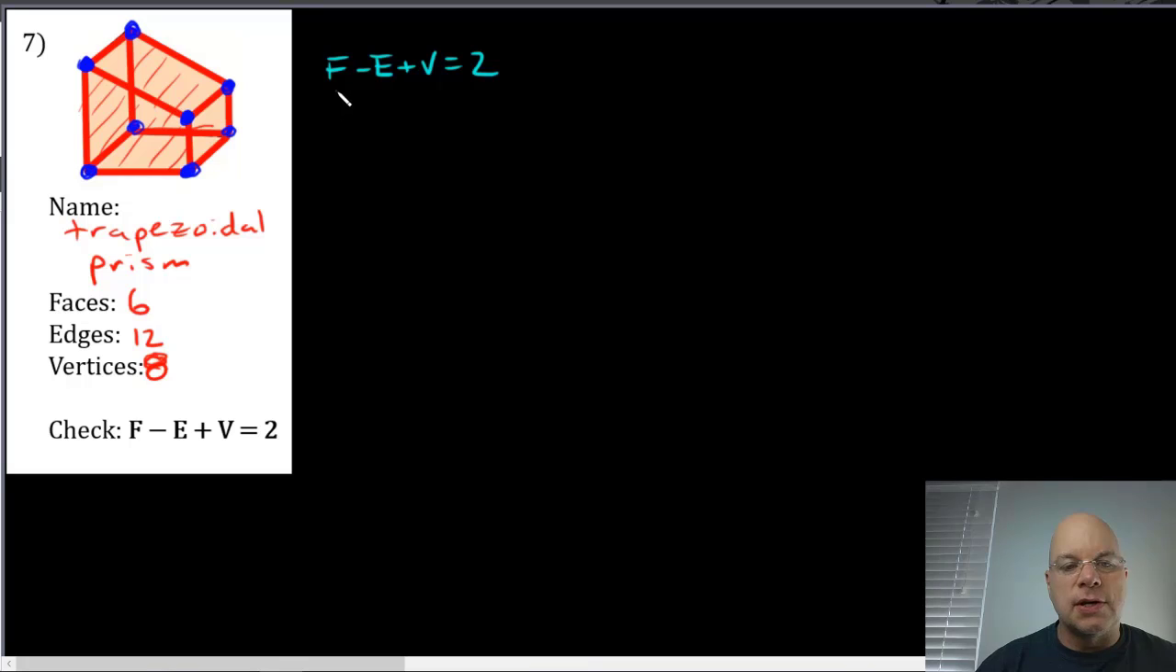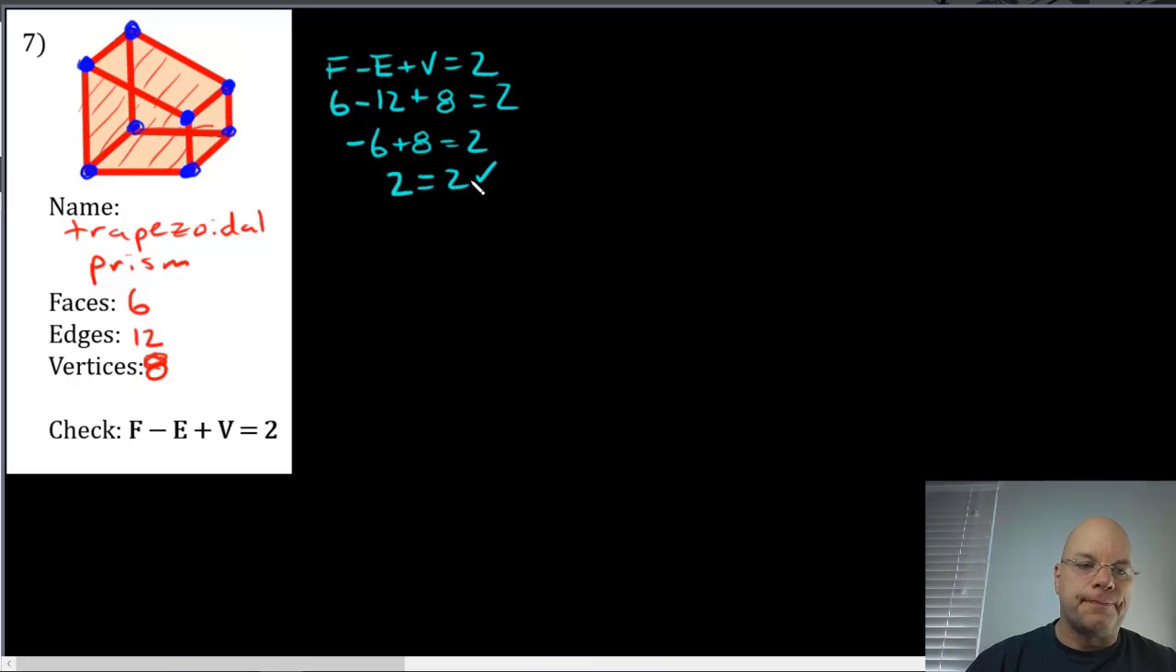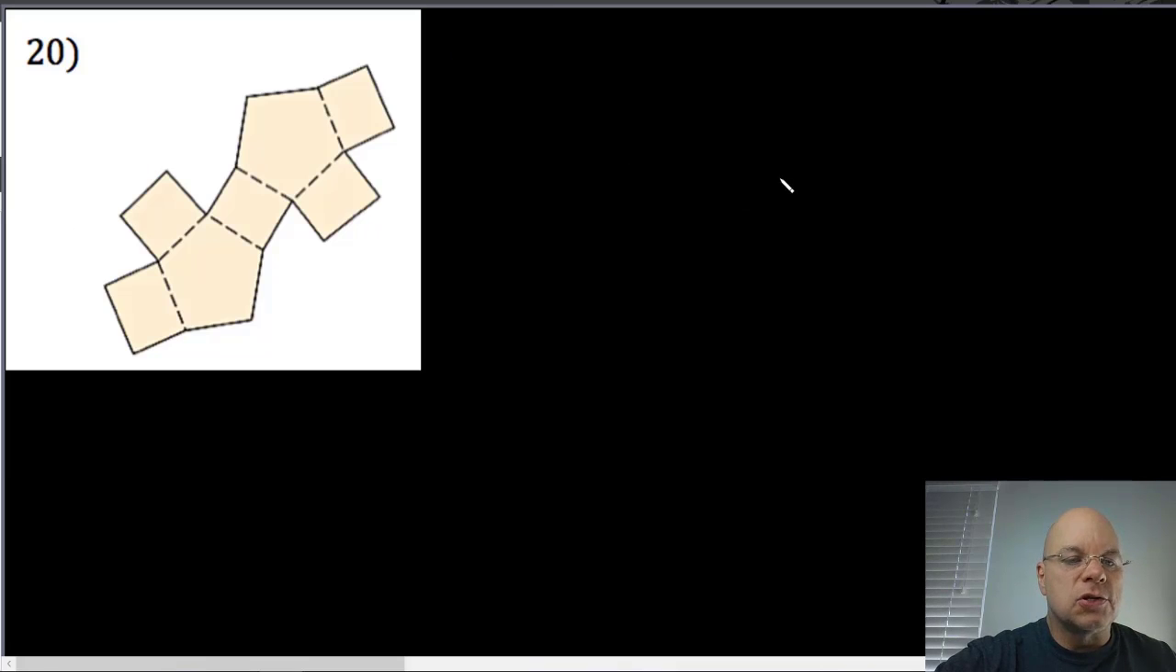So the faces are 6, so 6 minus the number of edges are 12, 6 minus 12 plus the number of vertices 8 should equal 2 if we did it right. 6 minus 12 is negative 6, and negative 6 plus positive 8 is positive 2, so 2 equals 2, and that checks out. The other problem I'd like to look at is problem number 20.